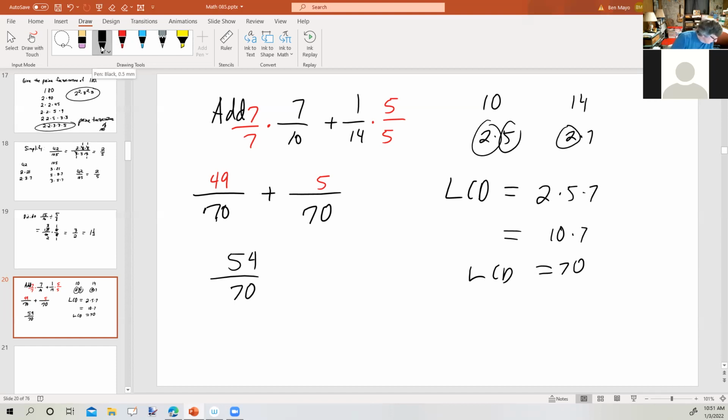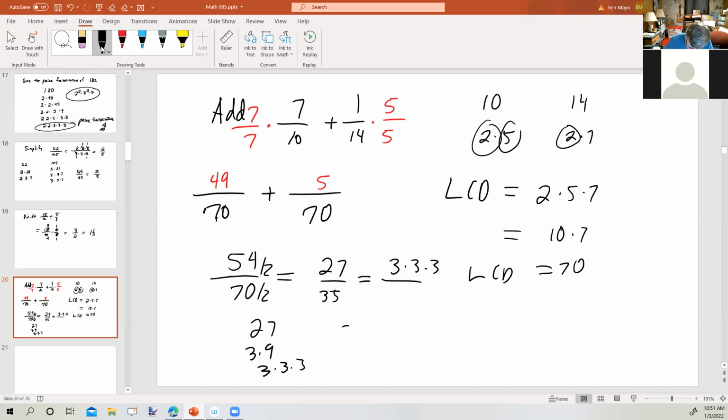Now, 54 over 70, I can reduce this. They're both even, aren't they? So I could divide the top by 2 and the bottom by 2 and get 27 over 35. Let's see, 27 is 3 times 9, or 3 times 3 times 3. 35 is 5 times 7. So the prime factorizations don't share any common factors. So this got us nowhere new. Our final answer is 27 over 35. Any questions there?